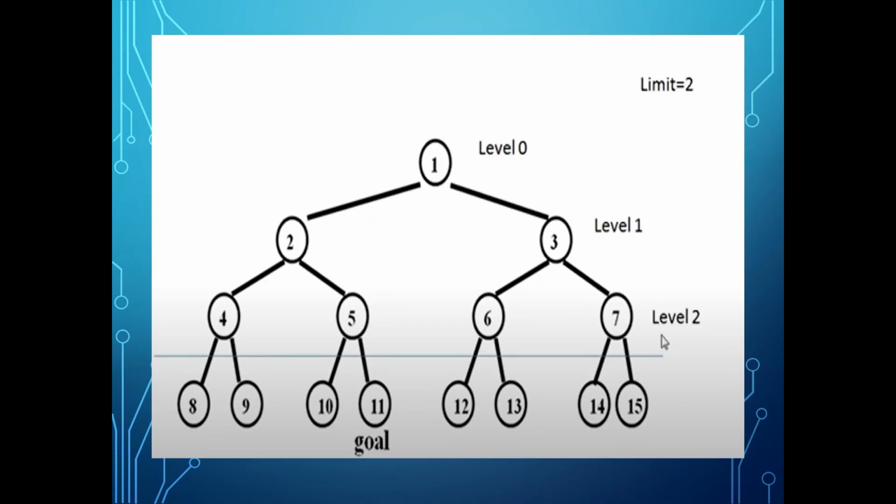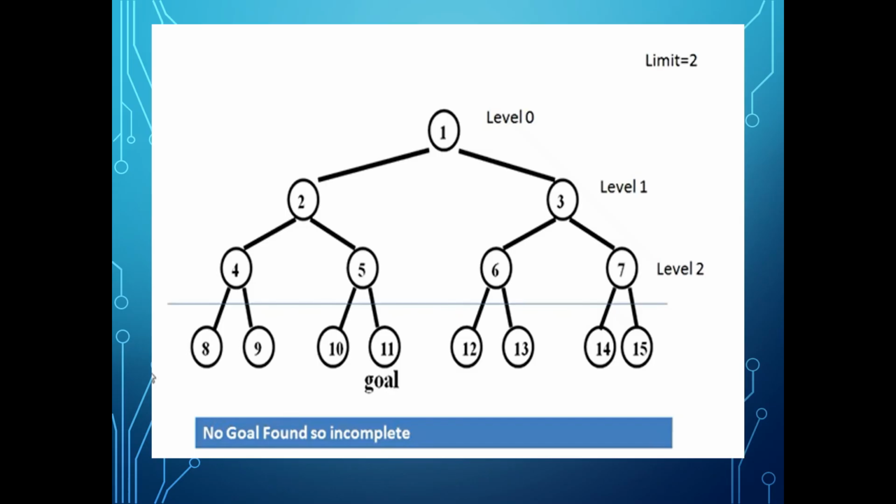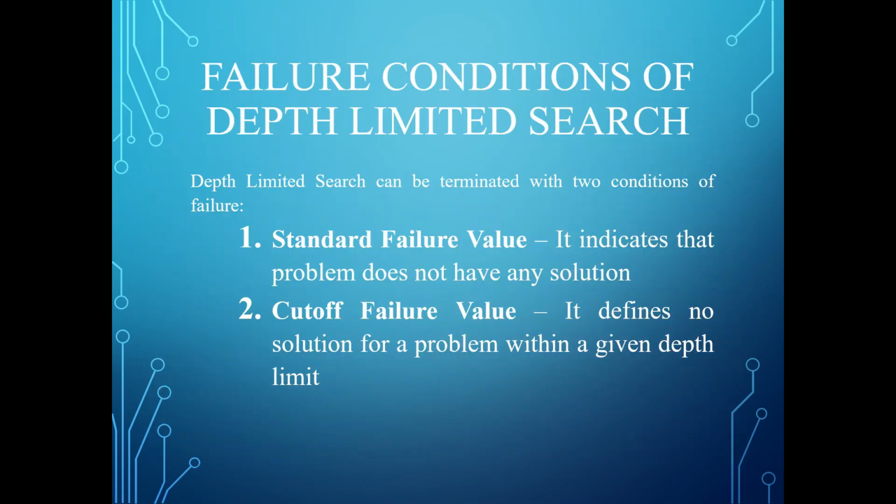So here our search does not reach the goal within level 2, so the goal is not found. So it is an incomplete solution for the depth limited search method. So these are the failure conditions of depth limited search. There are two failure conditions in depth limited search. One is standard failure and another one is cutoff failure.